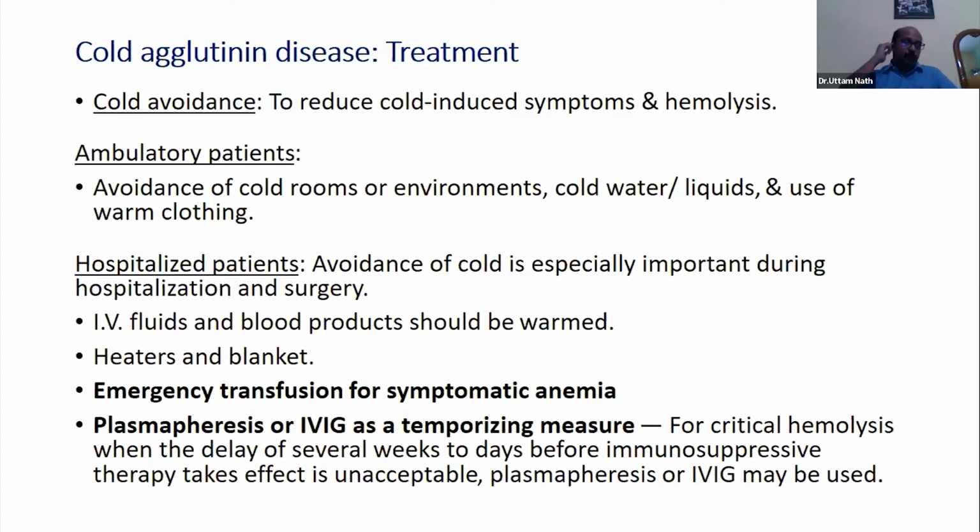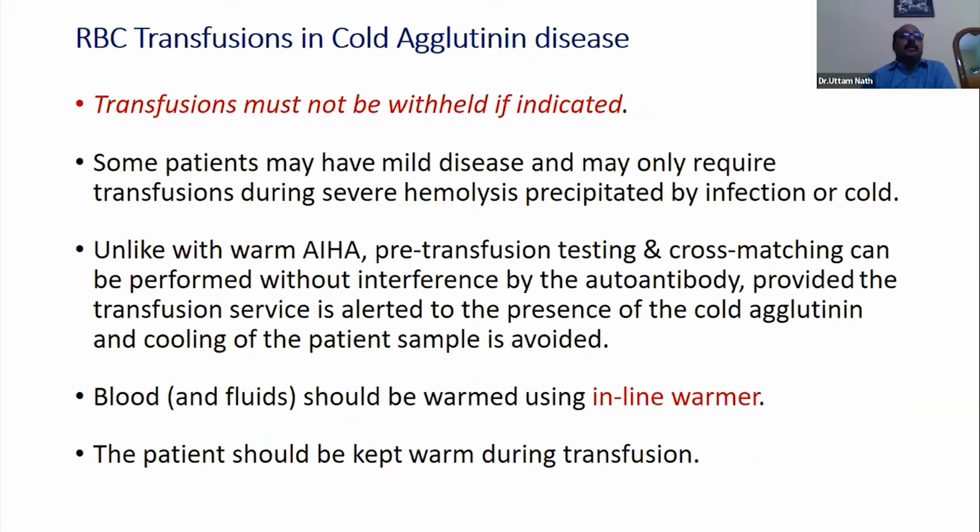As I have said, in warm AIHA, plasmapheresis is a grade 3, class 3 indication. However, in cold AIHA with massive hemolysis, plasmapheresis may be life-saving till the time rituximab and the other drugs work. However, transfusions must not be withheld, as I have said. An inline warmer must be used and the patient must be kept in a warm environment.